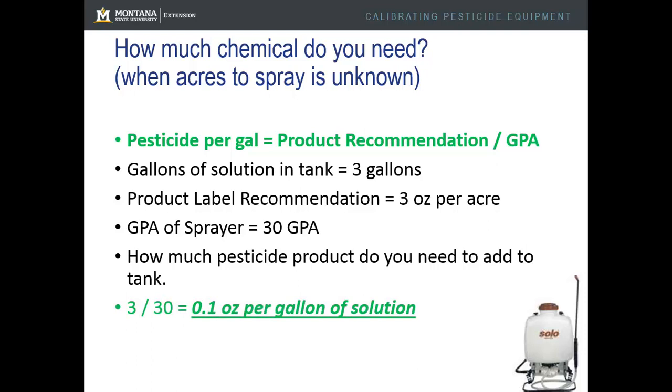You wish to mix 3 gallons of solution, so you would multiply 0.1 ounces per gallon times 3 gallons, which equals a total 0.3 ounces of product needed for this spray application.